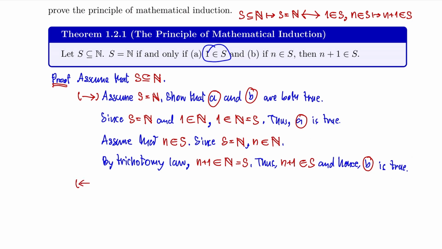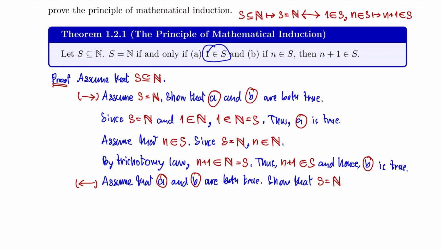Okay, let's go to the other direction, right implies left. So we have to assume that A and B are both true, meaning 1 is in S, and when n is in set S, n plus 1 is in set S. And we want to show that S is equal to the set of natural numbers.